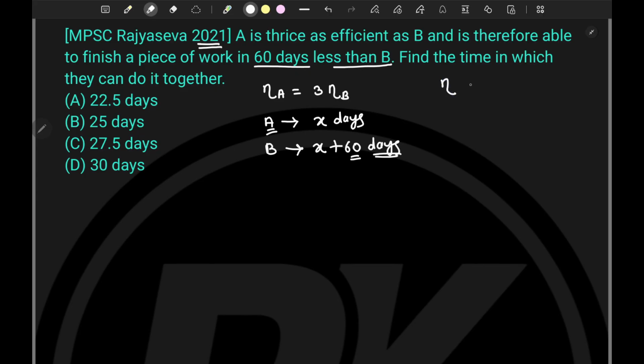And just a moment before, in the previous example, we have seen that efficiency is inversely proportional to time, right? If a person is more efficient, he or she will take less time to complete that particular job. And hence, instead of efficiency, I will put the time. So can I write 1 upon Ta is equal to 3 into 1 upon Tb, and hence time taken by B will be equal to 3 times time taken by A. This makes sense, right?